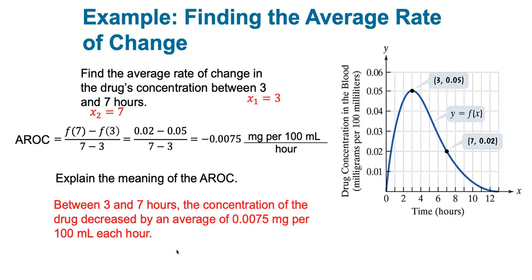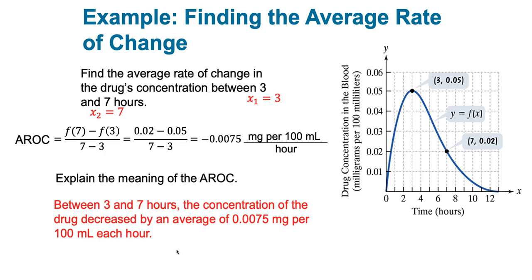For our example, we can explain the meaning of the average rate of change with something like this. Between 3 and 7 hours, the concentration of the drug decreased by an average of 0.075 milligrams per 100 milliliters each hour. Notice the main gist of the statement is describing how the dependent variable, which is the drug concentration, changed each time the independent variable increased by 1, which in this case means each hour that passes by.